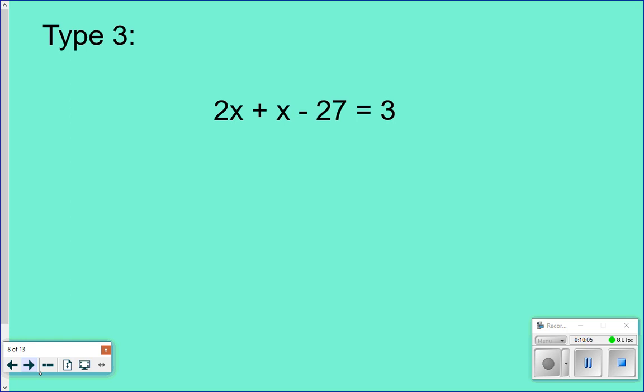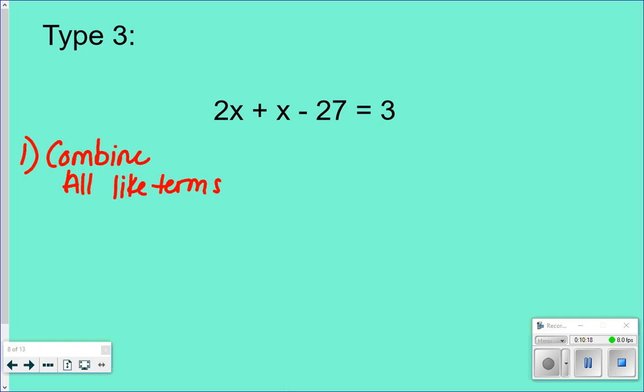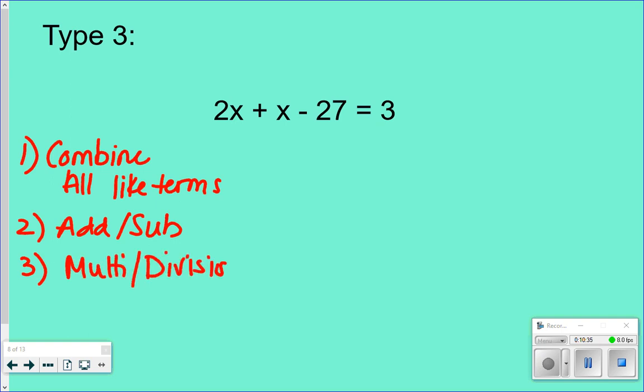I can do some steps here. First one, combine all like terms. And then add or subtract. And then you're going to do your multiplication or division depending on what's going on. If you want to put a 1 there, you can do that.